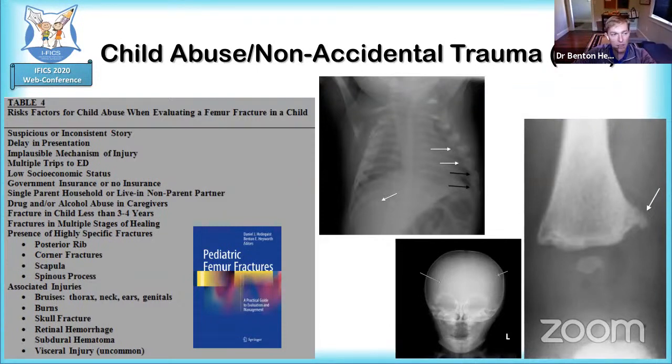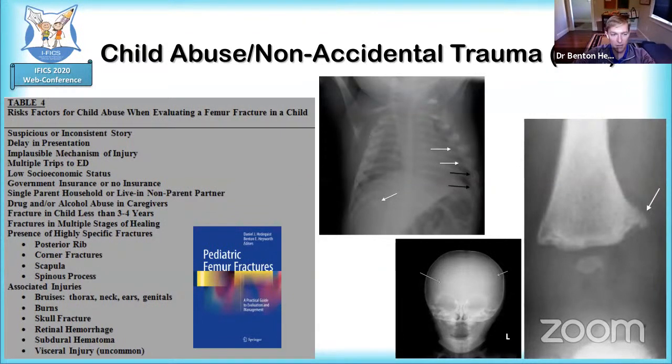So a suspicious or inconsistent story or delay in presentation, implausible mechanism of injury, multiple trips to the emergency room. It has been shown to be associated with lower socioeconomic status. Single parent households or live-in non-parent partner have higher rates of this. Fractures that are seen in multiple stages of healing.